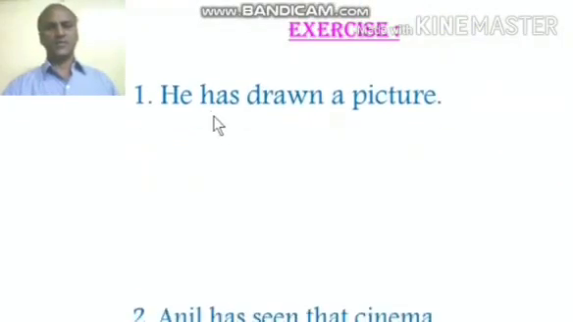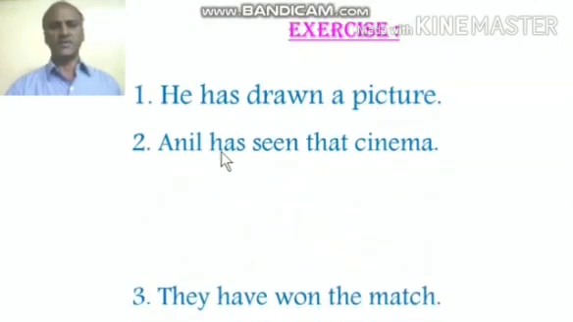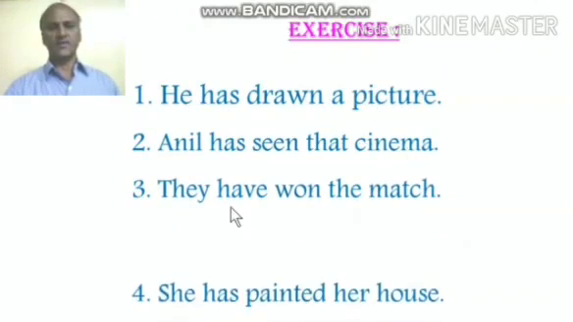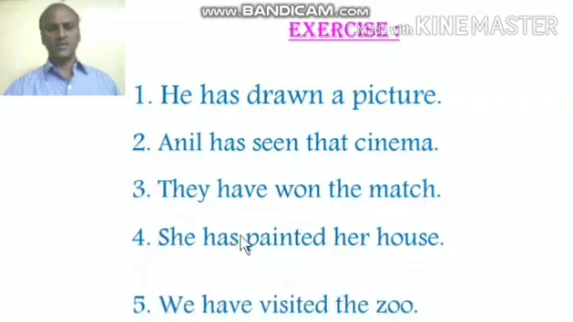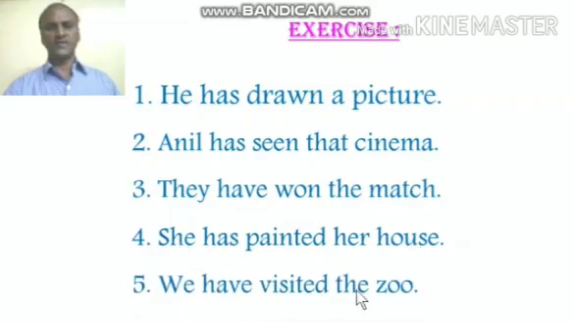Exercise for this present perfect. He has drawn a picture. Anil has seen that cinema. They have won the match. She has painted her house. We have visited the zoo. So has drawn, has seen, have won, has painted, have visited. All these are verbs which indicate that they are in the present perfect form. Now use the previous examples which I gave to change from active into passive. All these are in active form. Change them into passive. Write only 2 answers and send to me.